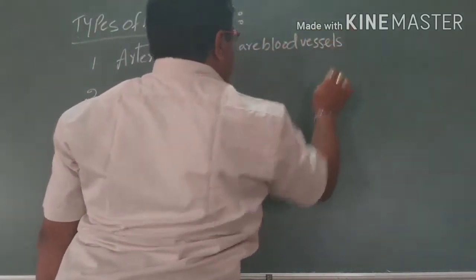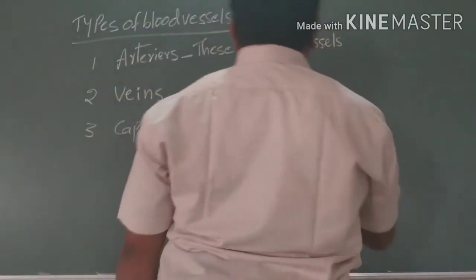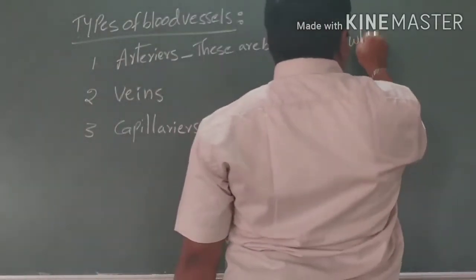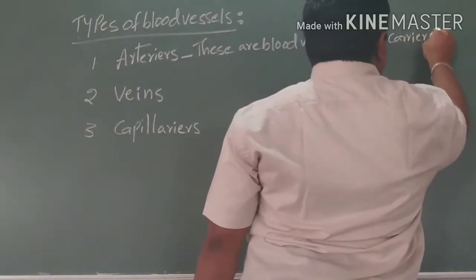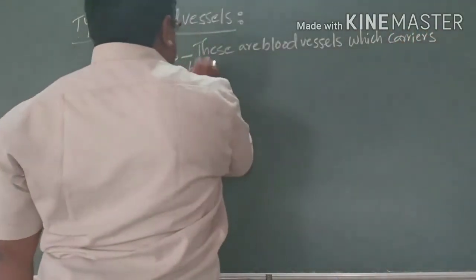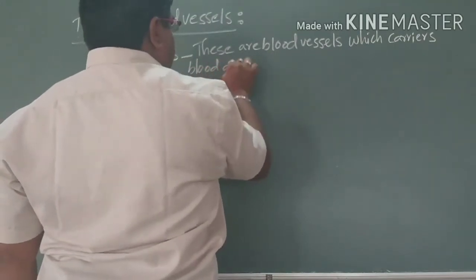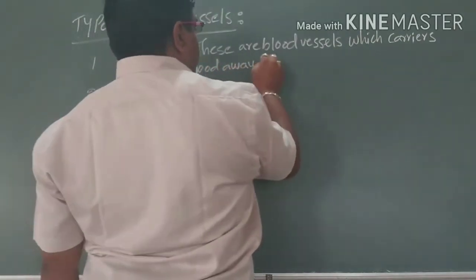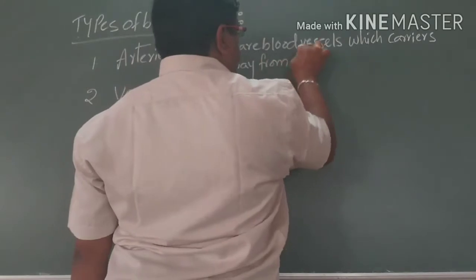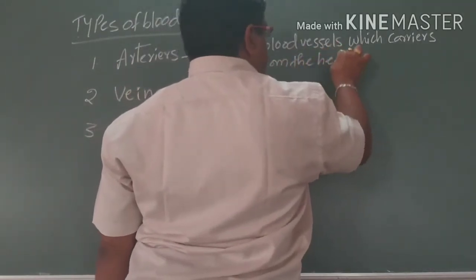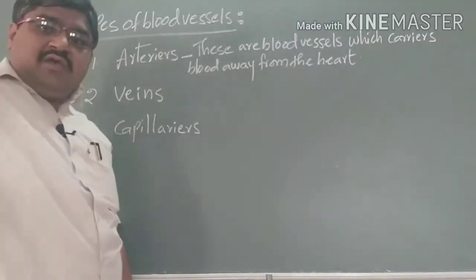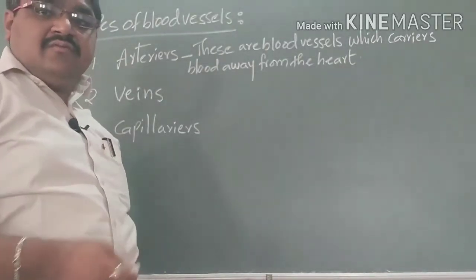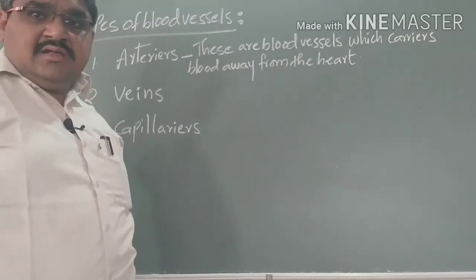These are the blood vessels which carry blood away from the heart. That means these are the blood vessels which carry the blood away from the heart. So such type of blood vessels are called the arteries.